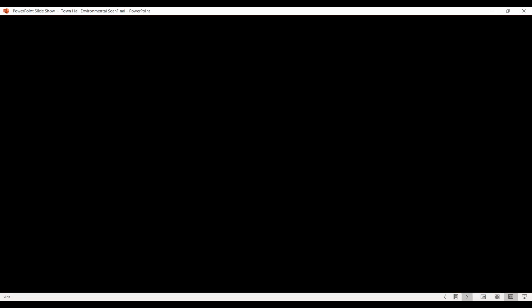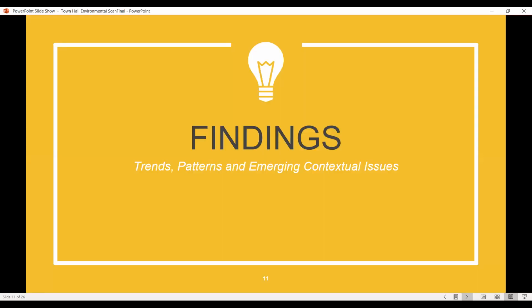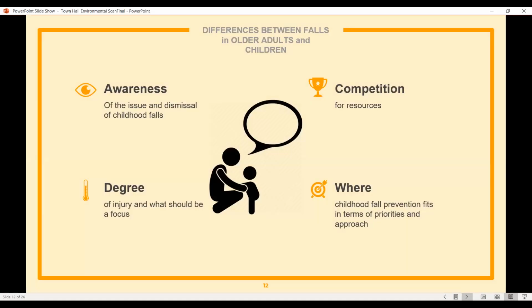So let's move to the findings. Again, I'm going to briefly go through the findings, because I think the conversation we want to have after is what's key.